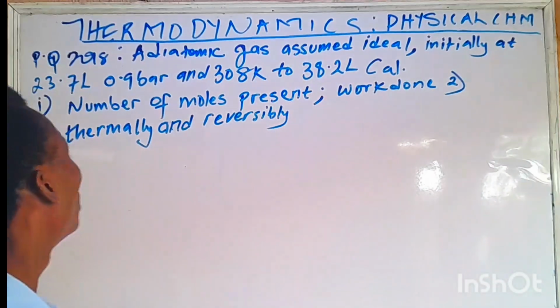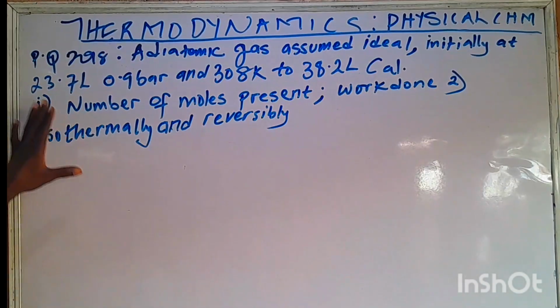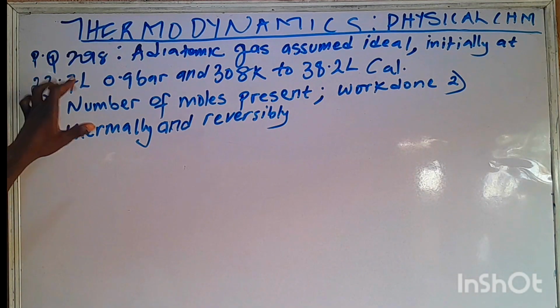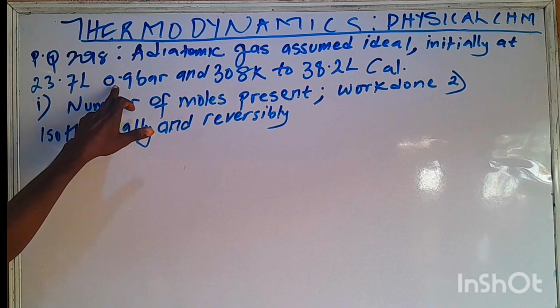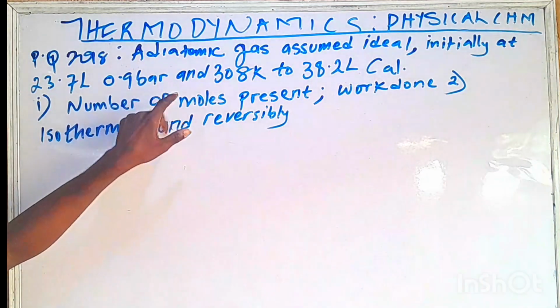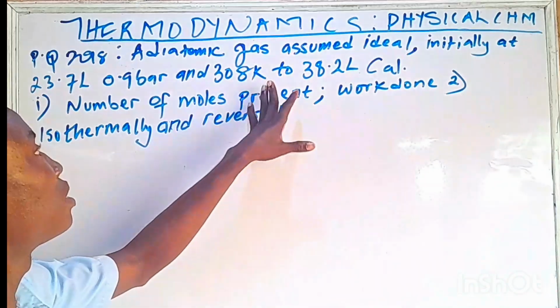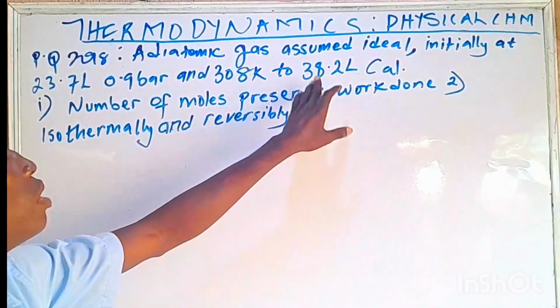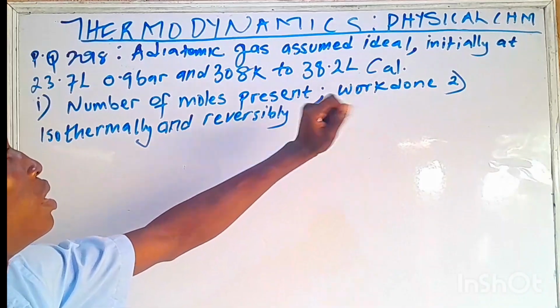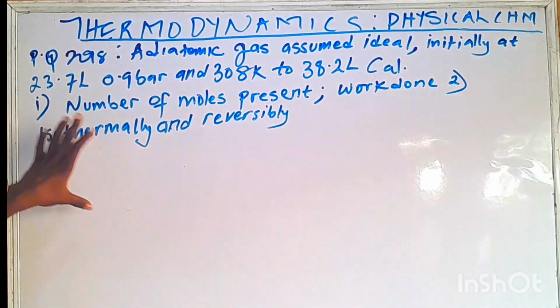So now 23.7 liter, 0.9 bar and 308 Kelvin, and then 38.2 liter. The question now asks you to calculate.